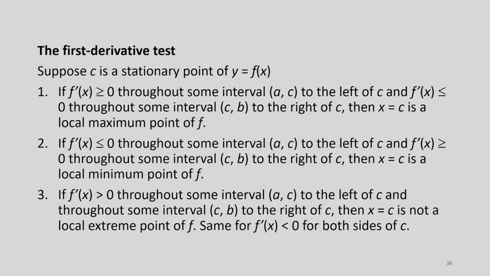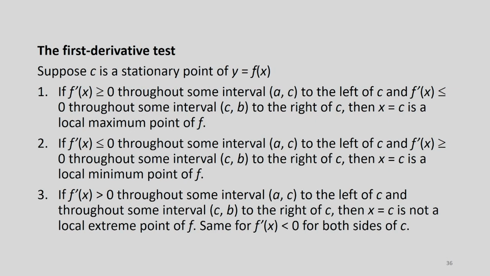Similarly, if f dash of x is less than or equal to 0 throughout some interval a to c to the left of c, and f dash of x is greater than or equal to 0 throughout some interval c to b to the right of c, then x is equal to c is a local minimum point of f. So, these are the two conditions 1 and 2 which will help us to find out the maximum and minimum points, but these are, as we have seen, local maximum or minimum points.